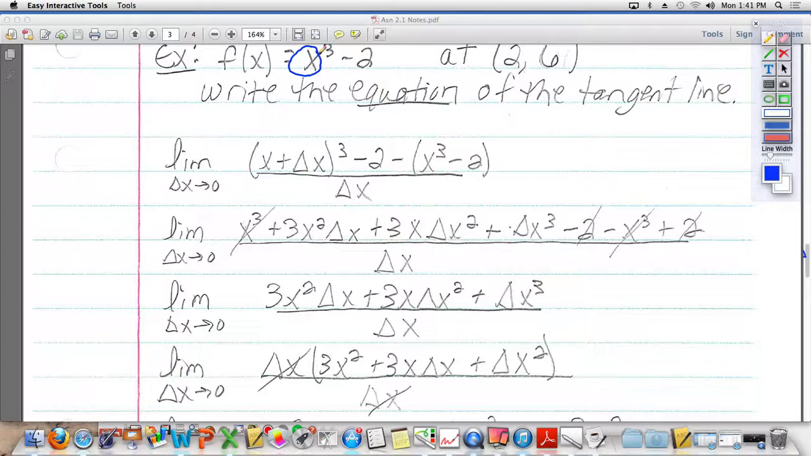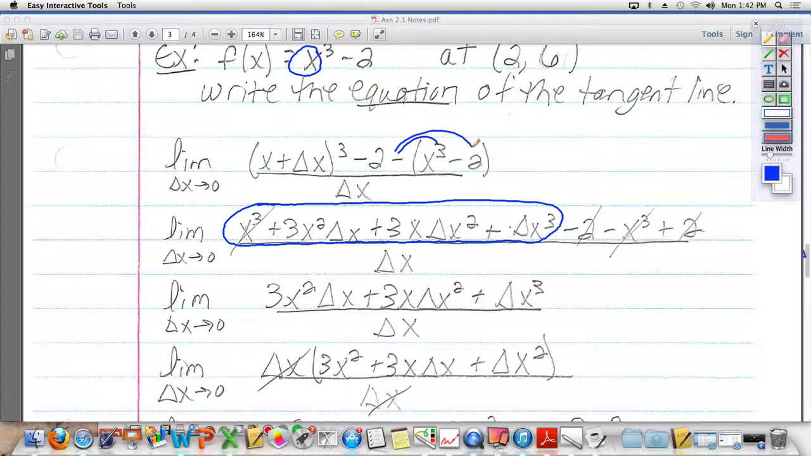Alright, so x plus the change in x cubed, we just did it. And where does it end? Right here. It ends right there. That's x plus the change in x cubed. We have to subtract 2 from it. So I minus 2. And then I have to subtract x cubed minus 2, which means I have to distribute the negative in, giving me minus x cubed and a plus 2, divided by the change in x.